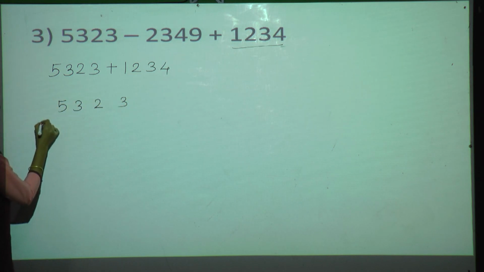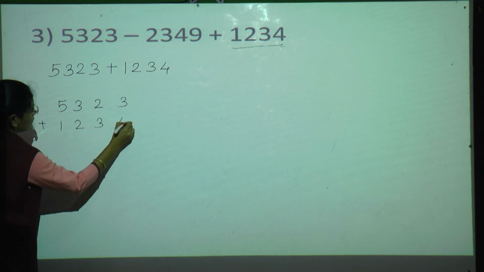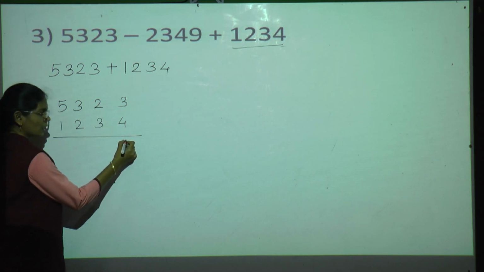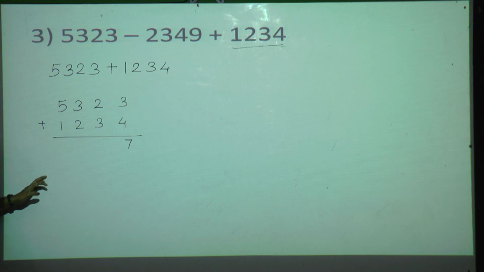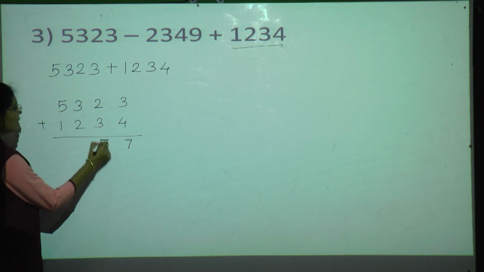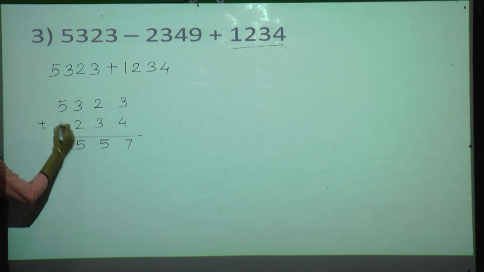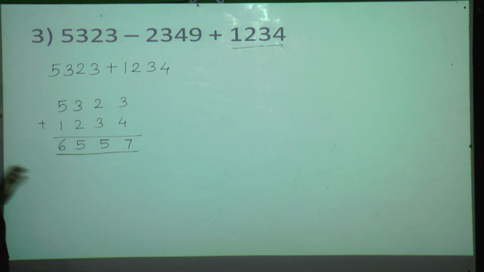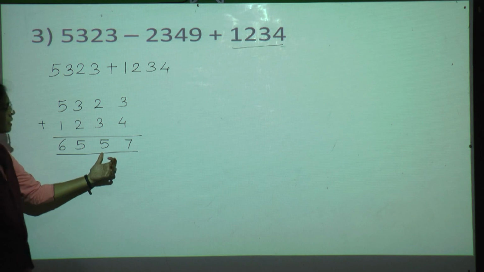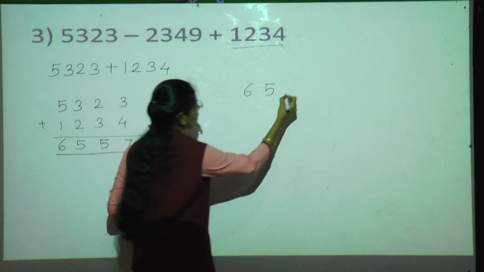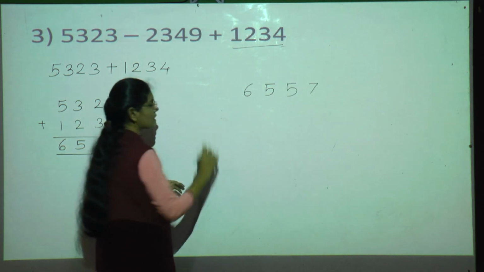So let us do the addition. 5323 plus 1234. At the ones place, 3 plus 4, count your fingers after 3, 3 plus 4 is 7. Then see the tens place. Here 2 is there, here 3 is there. 2 plus 3, 5. At the hundreds place, 3 plus 2, 5. And at the thousands place, here 5 is there, here 1 is there. 5 plus 1 is equal to 6. Now we got the sum 6557. So first this sum we will write as it is here, 6557. Now what is our next step?